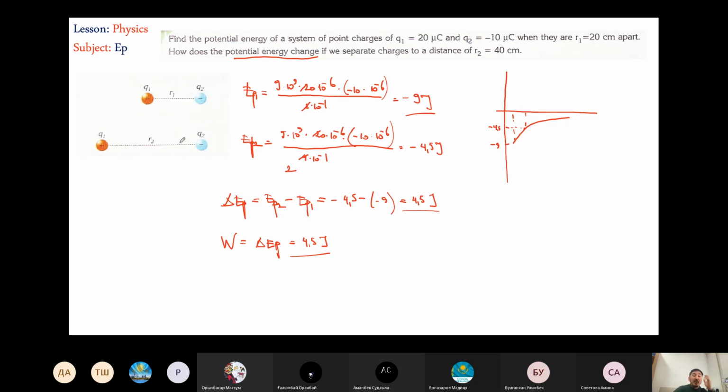If we have a positive work done, and the change in energy is positive, it means that we should do this work. Sorry. But if we have minus sign here, it means that the system will do it on its own.